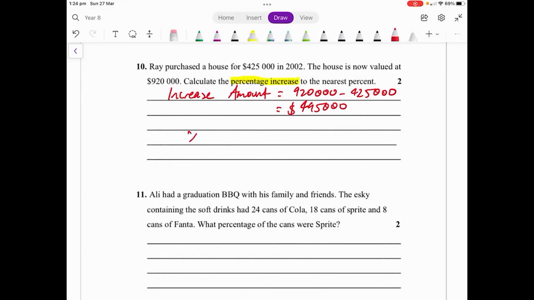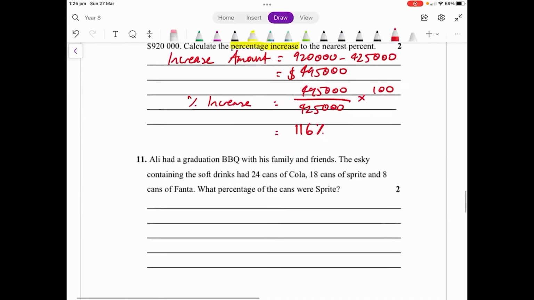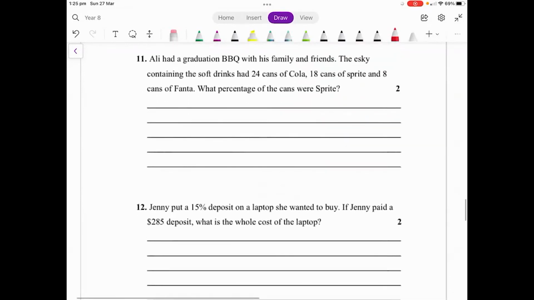That's the increase. Next up, to calculate the percentage increase, you do the increase amount over the purchase price. So that's 495,000 over 425,000. Once again, this is a fraction, so to change it to a percentage, you multiply by 100, and that gives you 116%.